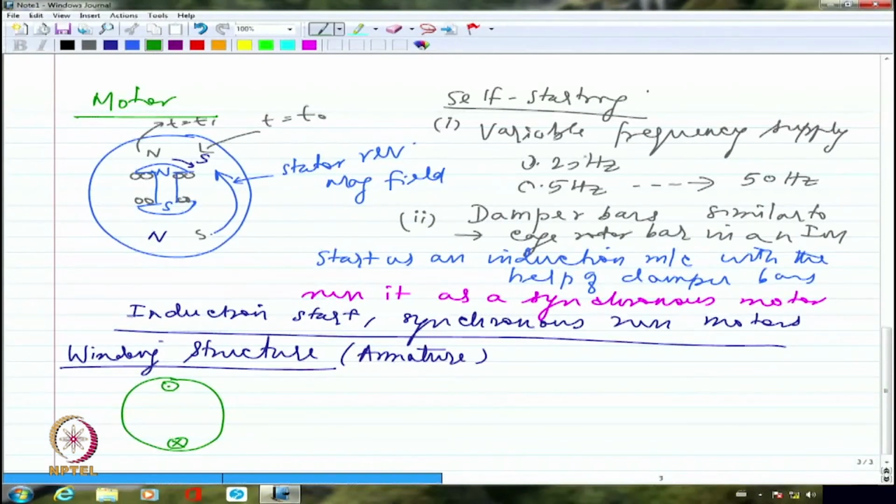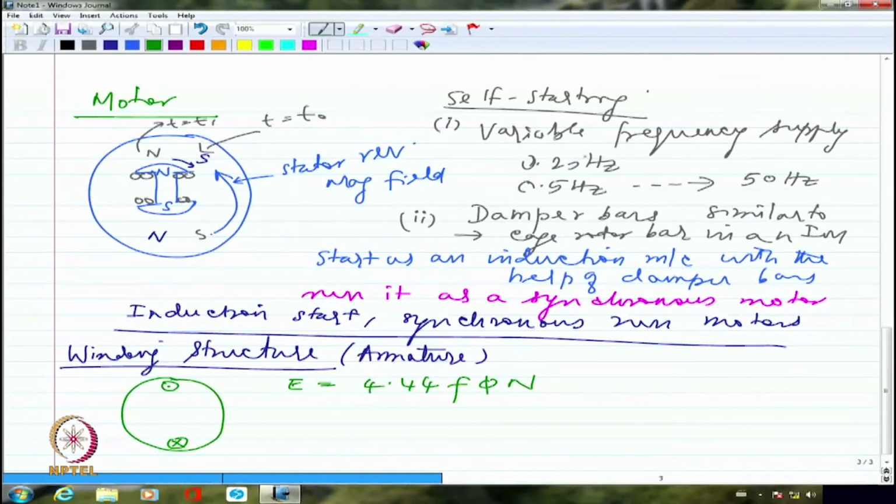Normally we write the equation again similar to what we wrote in the transformer. We would say 4.44 f φ into the number of turns. Let me write this as capital N. I'm talking about every phase, so the flux will correspond to the flux per pole and the number of turns will correspond to every phase. This is going to be the voltage induced if I assume that all these N turns are facing the maximum flux or minimum flux at the same time.